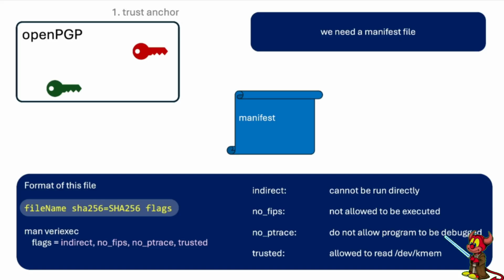The format for this file is the file name with a full path, space, SHA-256 equals the SHA-256, and some flags. The flags that are currently described in the main page are the indirect flag, no FIPS, no bitrace, and trusted. Indirect means that the program cannot be run directly.